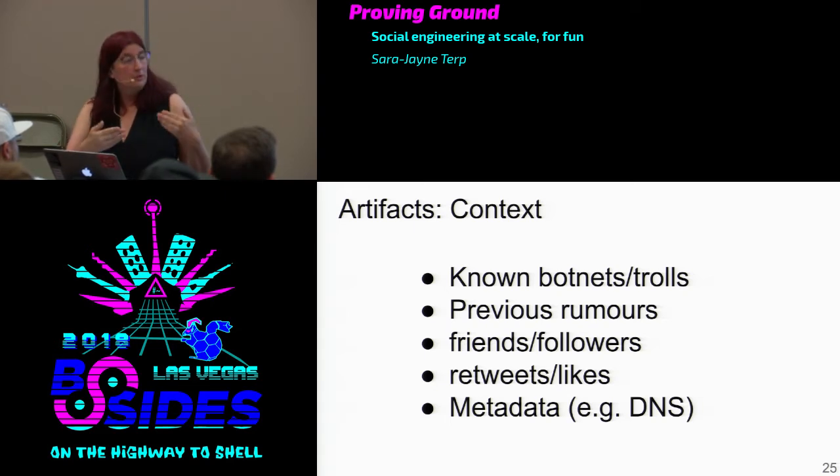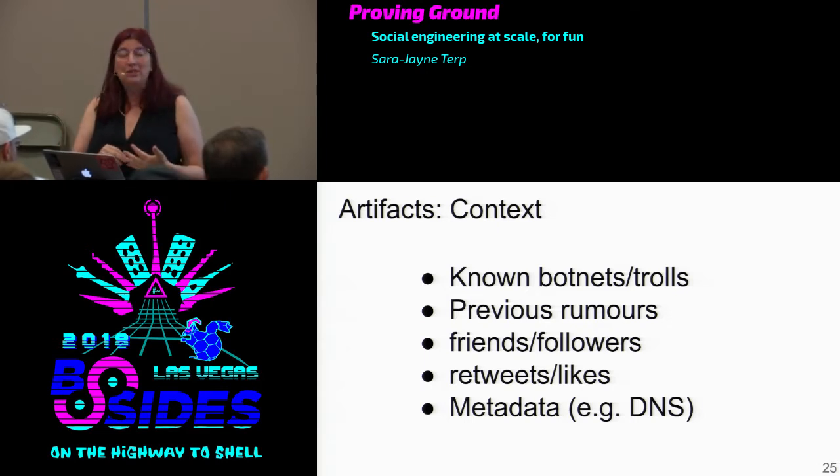So one thing, context, is you go look at the people who are already there. So you go to the hashtags you already know, you go to the botnets you already know, you go to the trolls you already know. See what they're talking about, see who else is around. You look at previous rumors, especially the sharks in the street style crisis rumors. They turn up again and again. We see the same shark, we see the same collapsing building, we see the same bridge again and again and again.